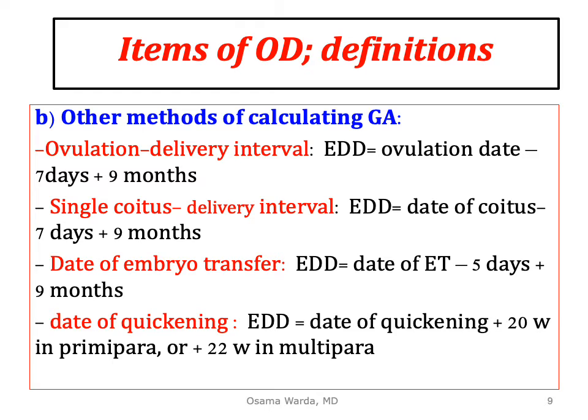The date of quickening from the history: usually we know that the date of quickening is at 20 weeks gestation in primigravida and at 18 weeks in multipara. So, to complete this to the expected date of 40 weeks, in primi we add 20 weeks to the date of quickening. In multi, we add 22 weeks to the date of quickening.